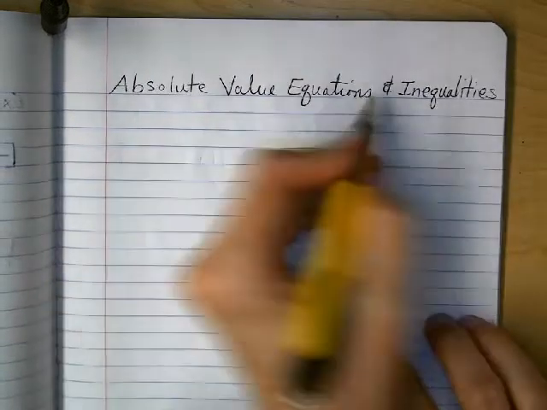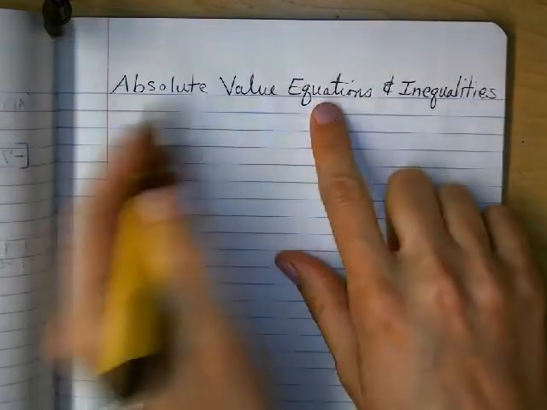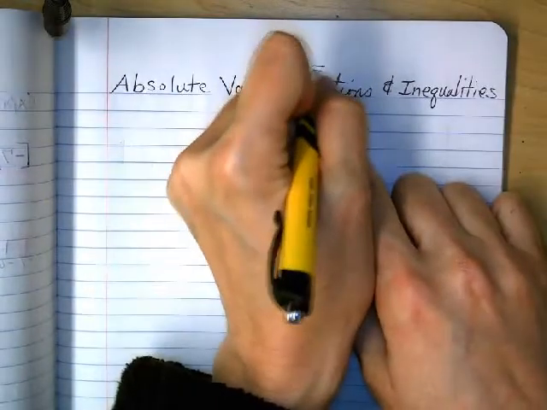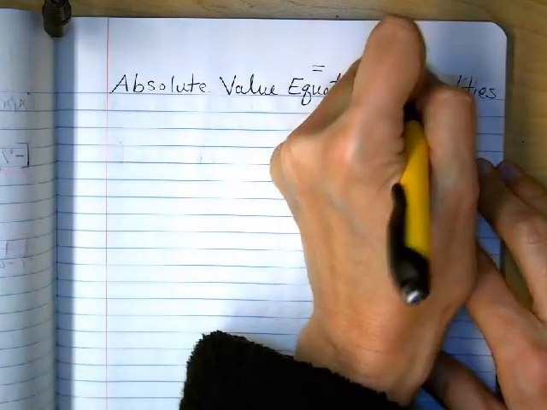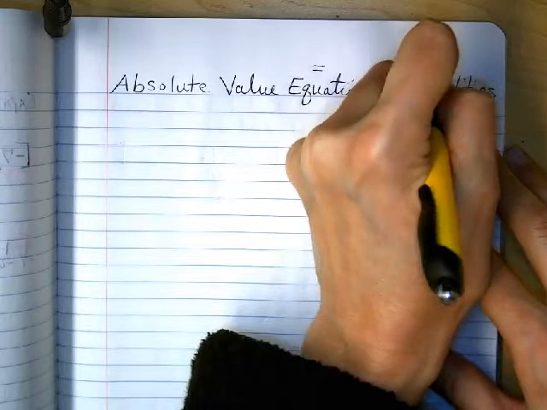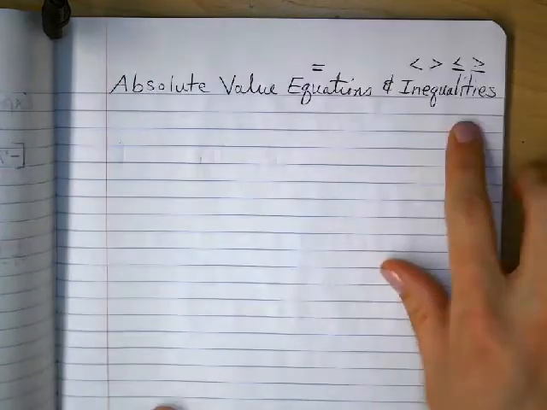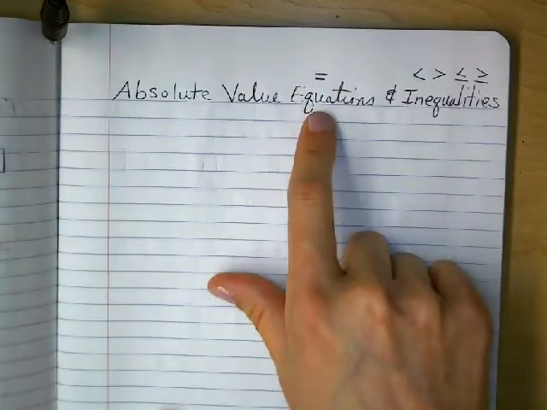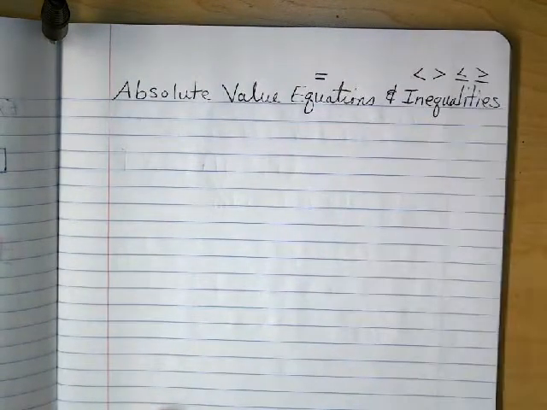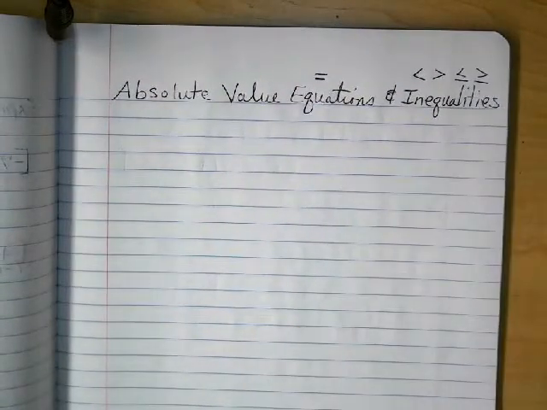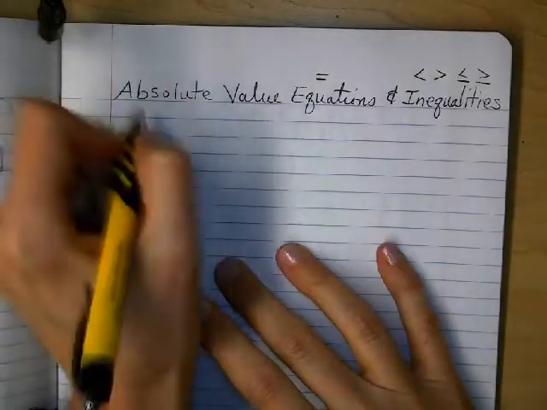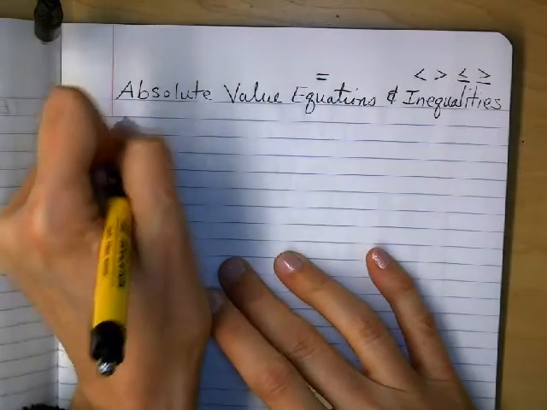Value equations and inequalities. Okay, so equations have an equal sign in them. Inequalities are less than, greater than, less than or equal to, greater than or equal to. So some problems are going to be equations, and some problems are going to be inequalities. Okay, so absolute value, I know you've seen this before.